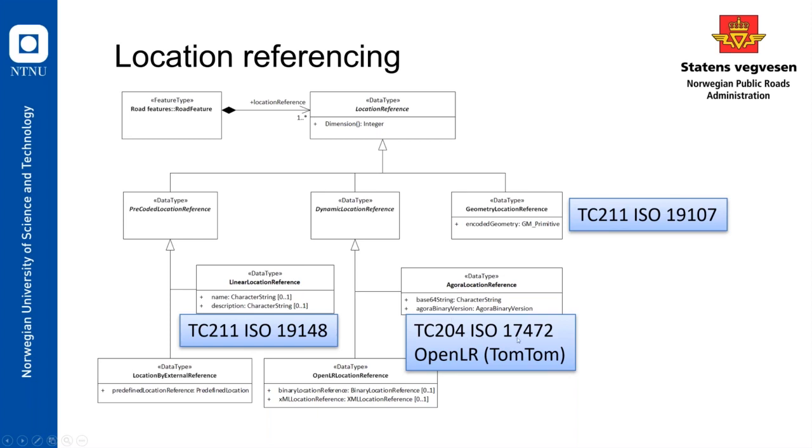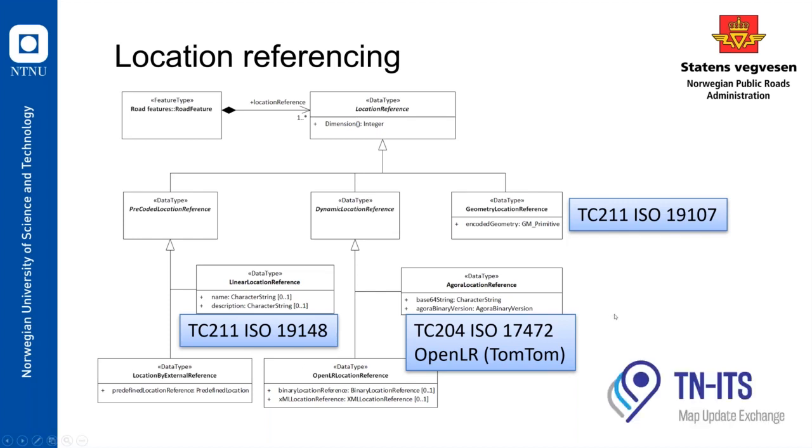So questions have been raised sometimes: why do we have so many location referencing options? Couldn't we just have, for instance, geometry? Well, like I said, dynamic referencing is what the map providers want. Originally, we had AGORA-C for dynamic referencing. However, this is standardized and licensed, so we added OpenLR because there is no licensing fee related to using that.